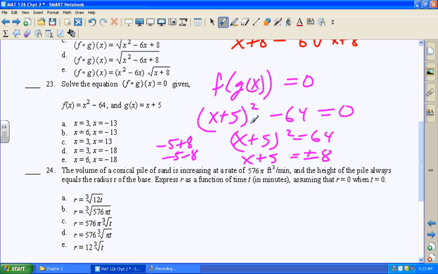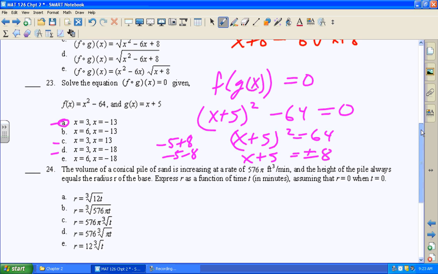Sure. Well, you got to figure out which one that is. Negative 5 plus 8 is 3, isn't it? And there's 3 of those. And negative 5 minus 8 is negative 13, so it's A. Getting close to the end.